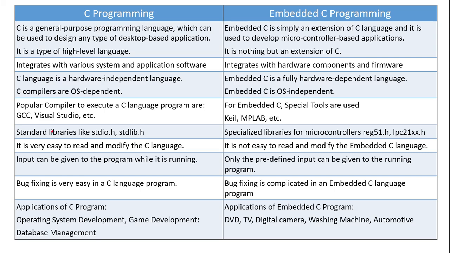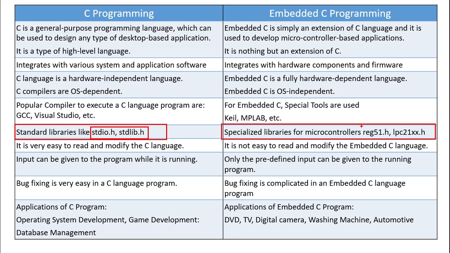The next difference, if you observe, we use standard libraries like stdio.h and stdlib.h in the case of C programming, but in the case of embedded C programming, we use microcontroller specific hardware library files. These two, reg51.h and lpc21xx.h, are microcontroller specific, hardware specific header files. But in case of C programming, directly standard header files are used, stdio.h, conio.h, stdlib.h, like that. But in case of embedded C, we are going to use microcontroller specific header files.